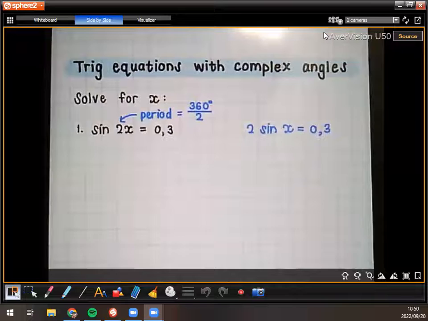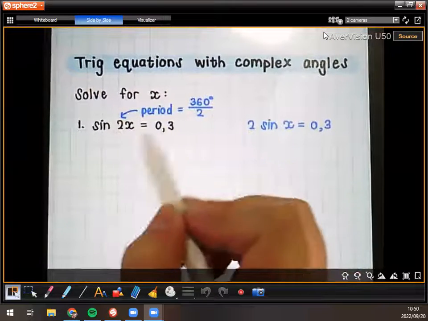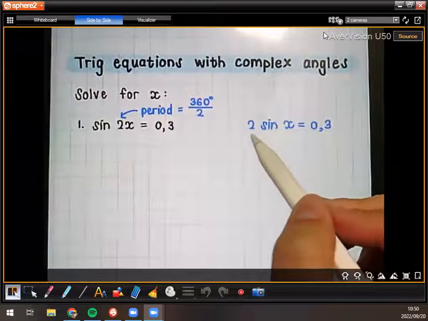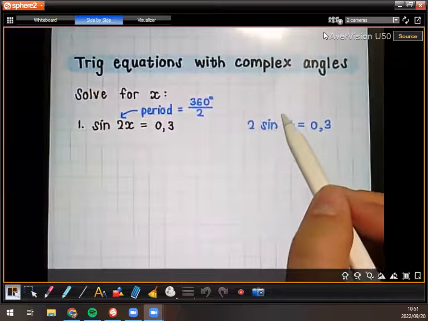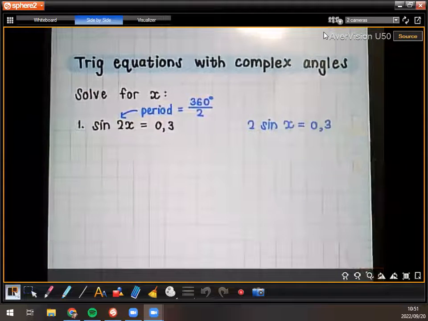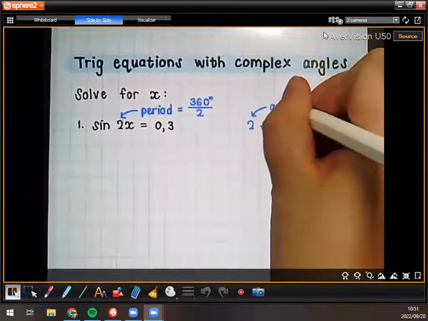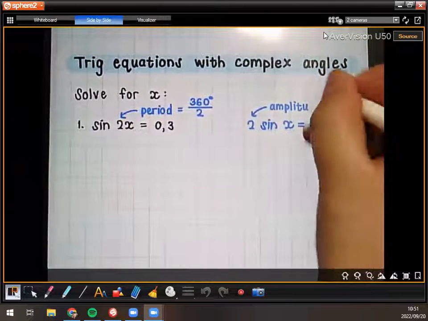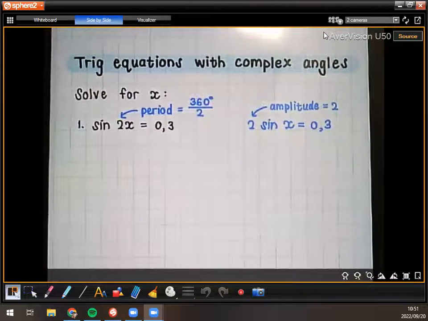So when the 2 is attached to the x, it is actually part of the angle. In the other equation, what does this 2 do when it is in front of the sin x, in terms of the graph? It's the amplitude. So the amplitude of this graph is 2. That means that it will go up to positive 2 and down to negative 2. And these are two entirely different equations.